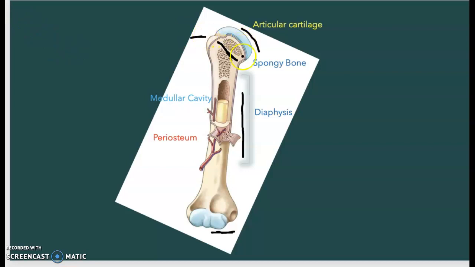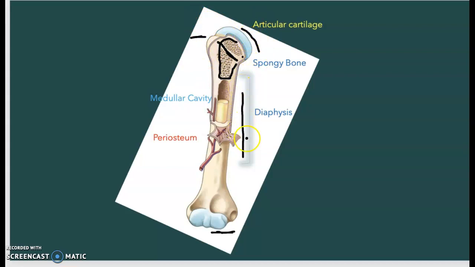And all these little dots right here along this area and here, this is part of the spongy part of the bone. And the spongy part of the bone is mainly made up of trabeculae that is inside, and you will find the red bone marrow in this spongy part of the bone.